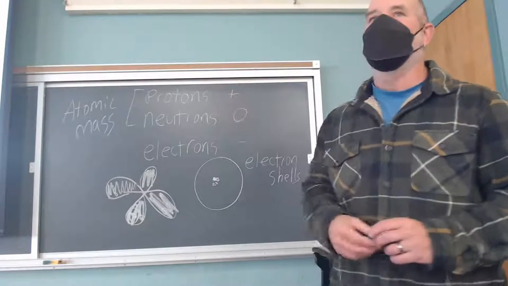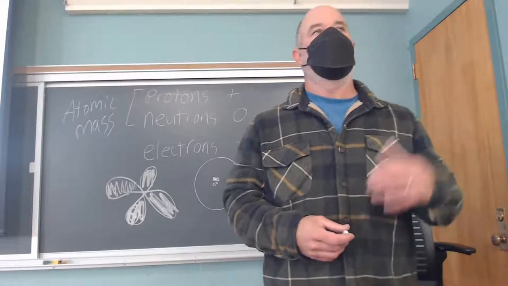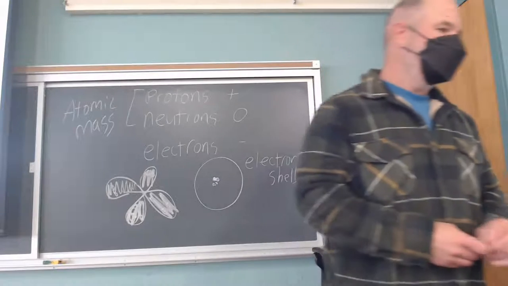Okay. And of course, we're talking about elements. Remember that the 4 most abundant elements are carbon, nitrogen, oxygen, and hydrogen. Okay.